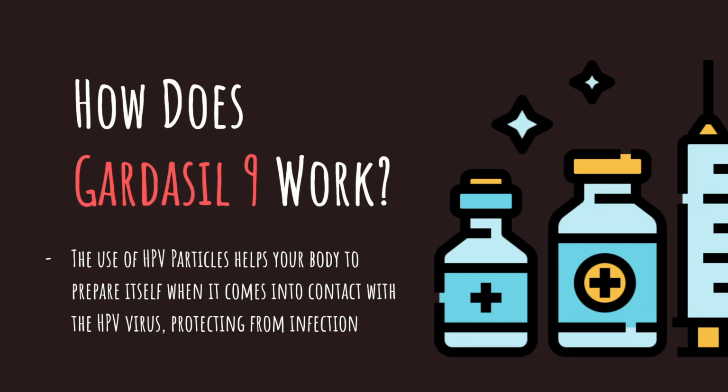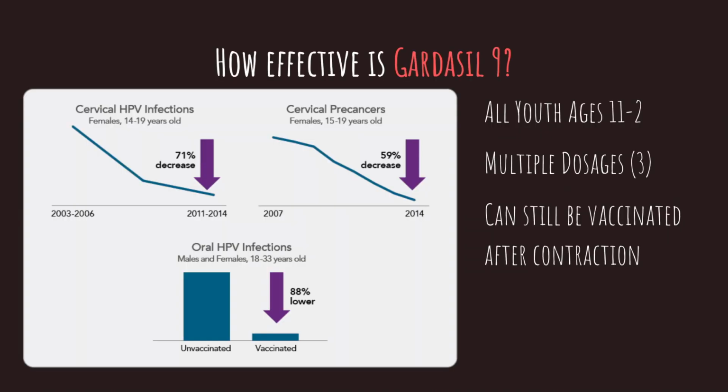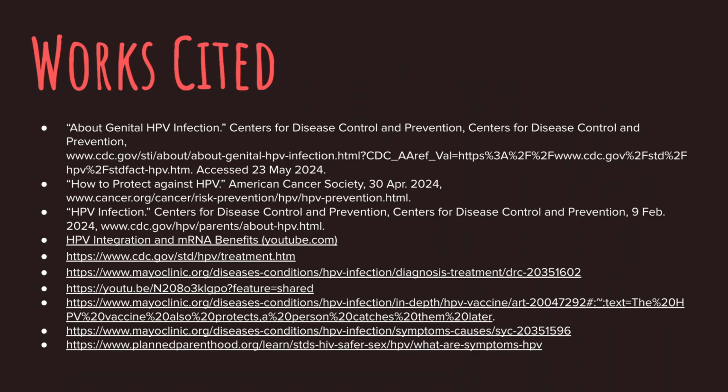Gardasil 9 works by using HPV particles to help your body prepare itself when it comes into contact with the HPV virus, protecting from further infection. How effective is Gardasil 9? If you were vaccinated before being exposed to the virus, the HPV vaccine is 97% effective in preventing cervical cancer and cell changes that could lead to cancer. Plus, it's almost 100% effective in preventing external genital warts, though it is recommended to be vaccinated before an individual is sexually active.